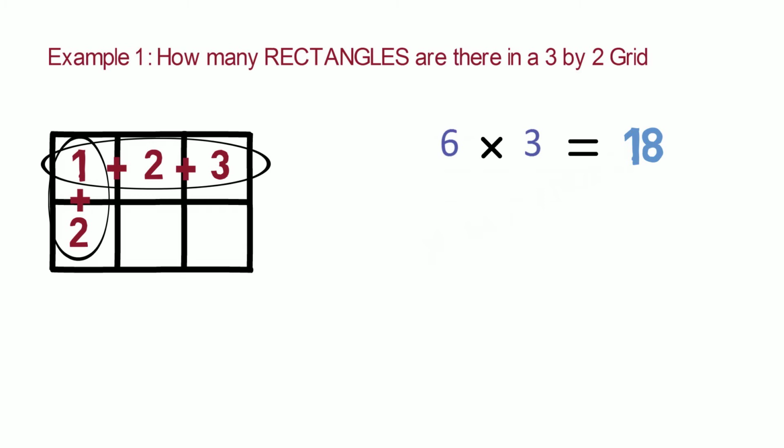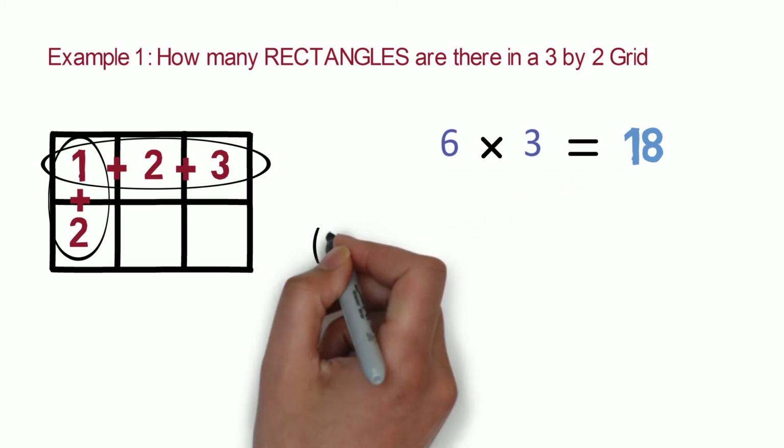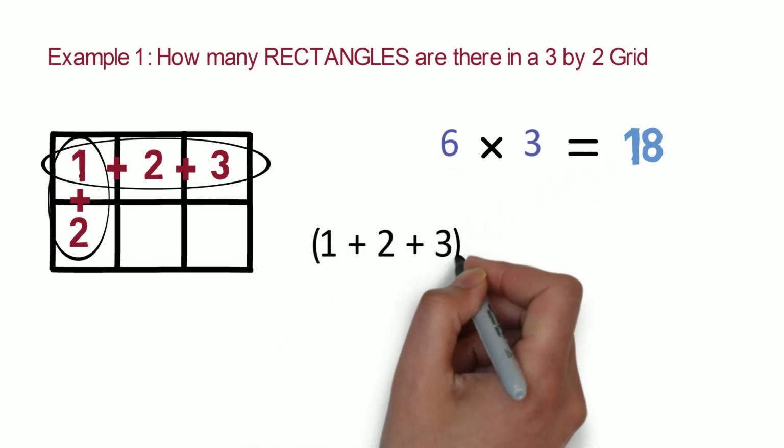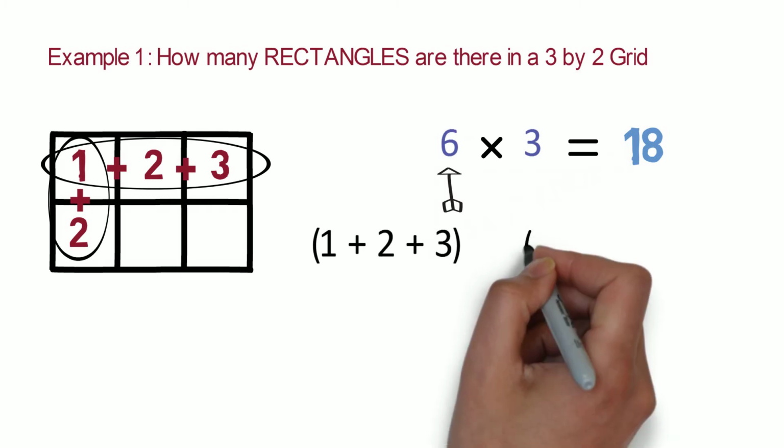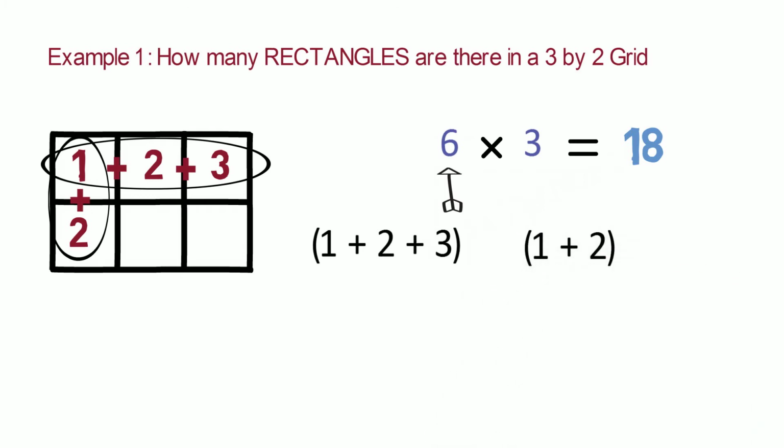There were 3 columns, so that's the very reason we took the sum of the first 3 numbers, which came out to be 6. And there were 2 rows, so that was the reason we took the sum of first 2 numbers, which was 3. We multiplied both these numbers and got our answer. I hope you've got the logic.